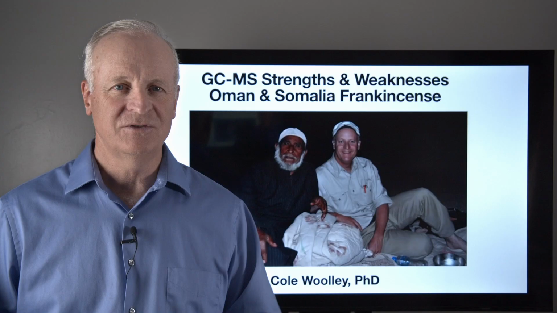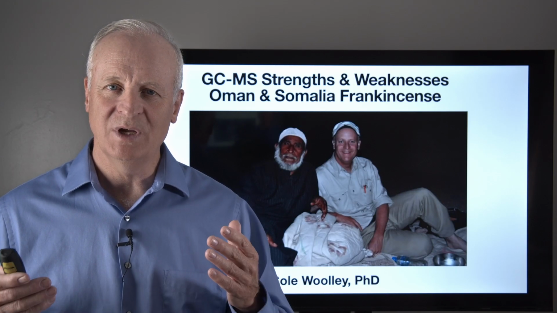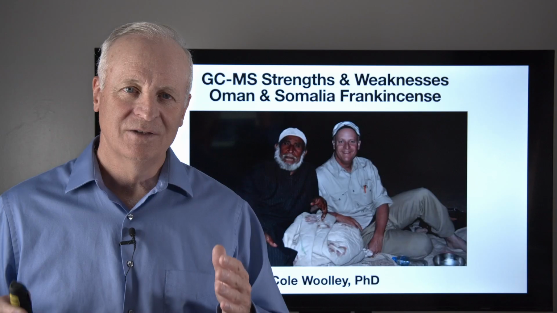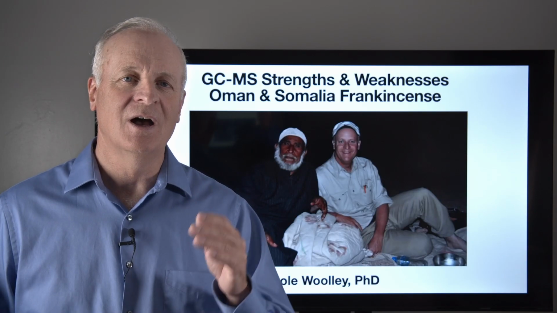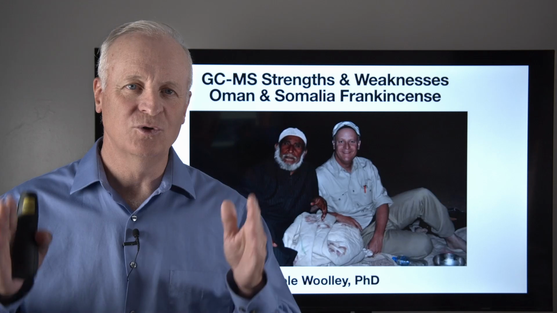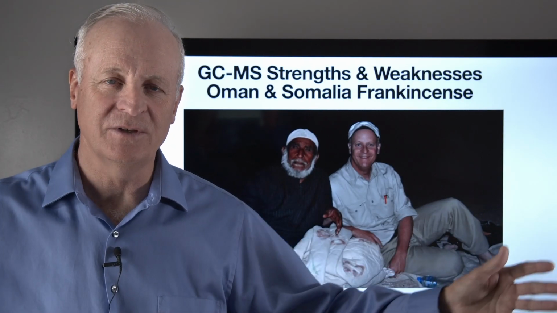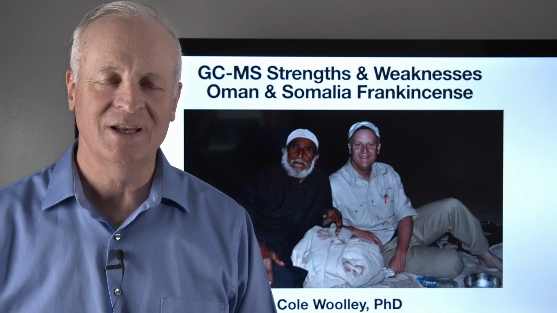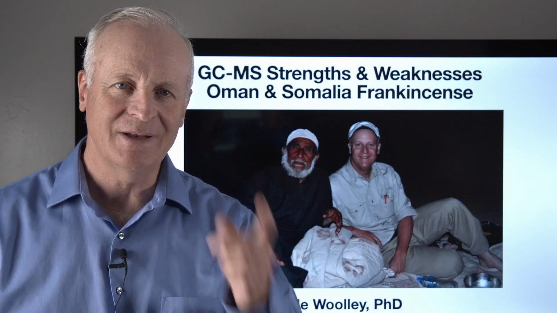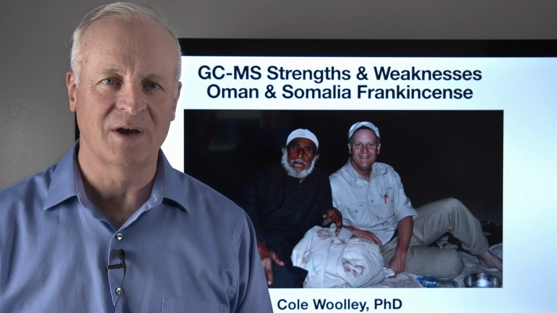So GCMS is a great analytical tool, and it's helped me to be able to identify some slight differences in the chemotypes of essential oils found in two different regions of Oman. But when I compared the frankincense of Oman from Somalia, I couldn't see any significant difference. I had to come up with a different analytical laboratory test to be able to identify this difference.